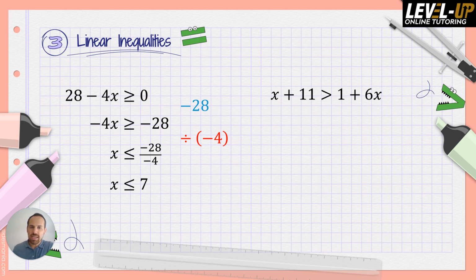Or you can have a scenario like this. We could subtract x from both sides, which is fine. And we get this. Even though we don't know what x is, it's fine because we know subtraction doesn't affect the sign at all.